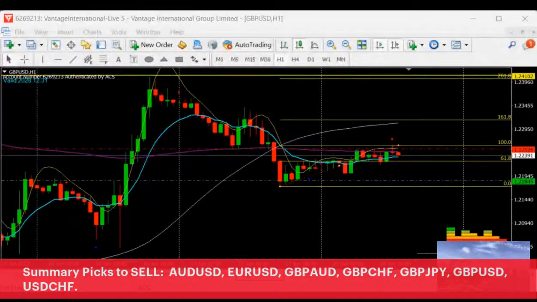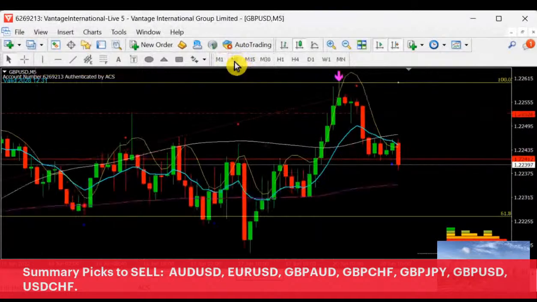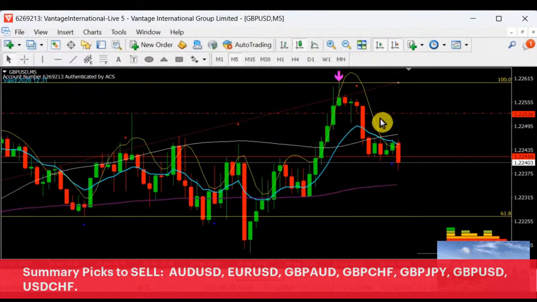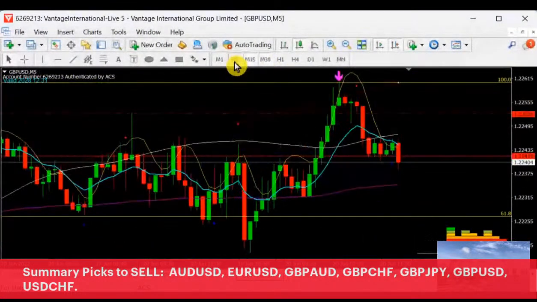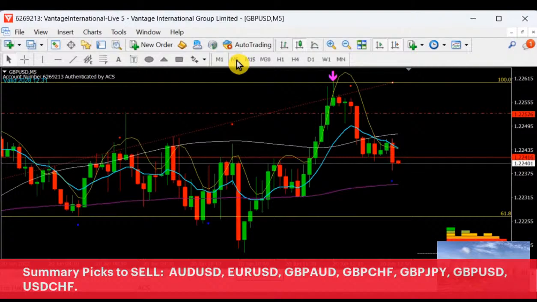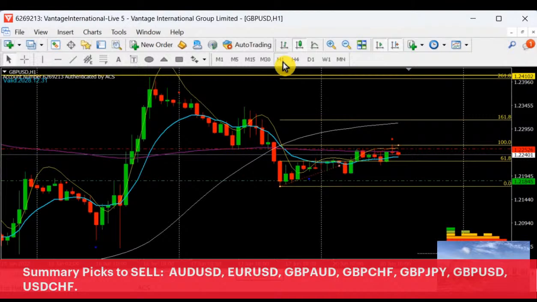Okay, so pound dollar. Is this what you call the lower resistance over this point? Yes, this one. So yes, I'll be taking a selling trade like this.